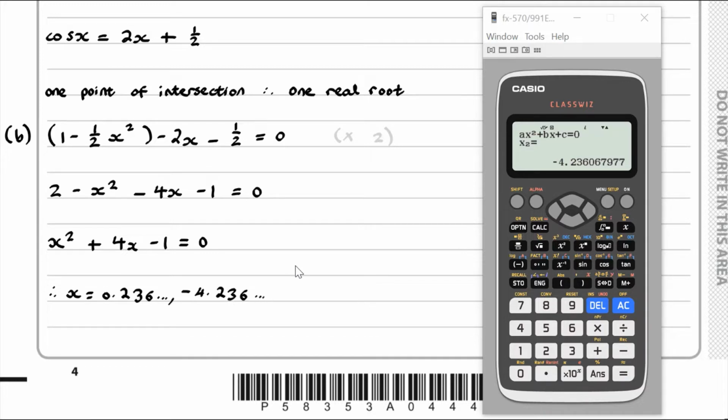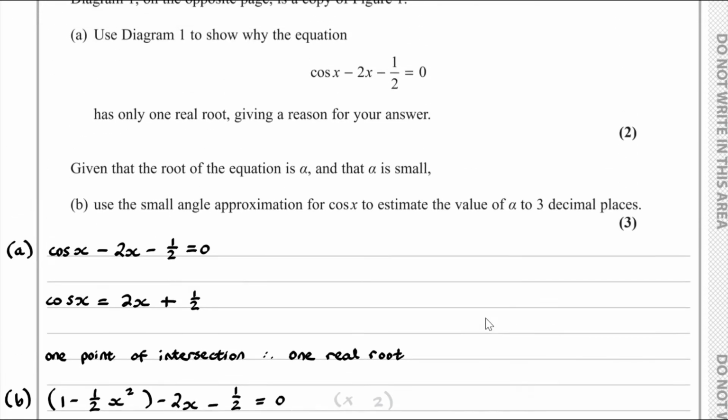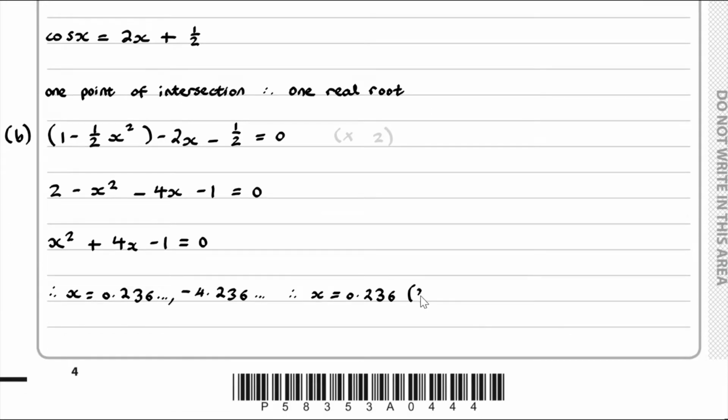And our second root, we have minus 4.236, etc. And we know that theta is small, and therefore we can conclude that x equals 0.236, to 3 decimal places, is the only solution. Okay.